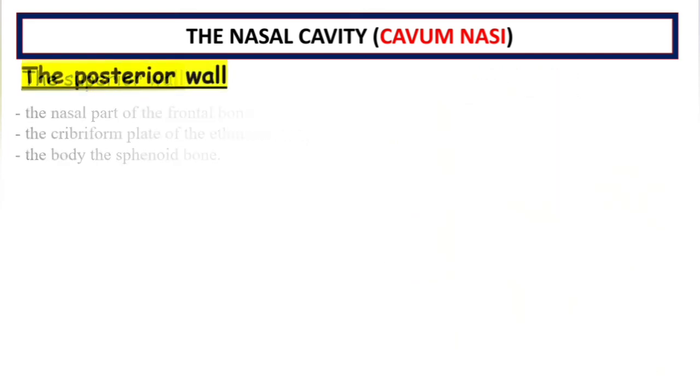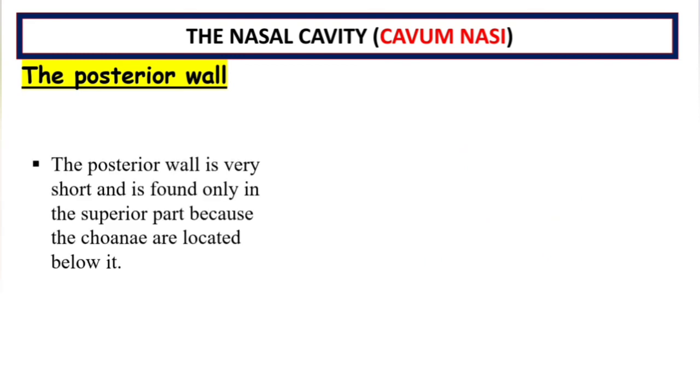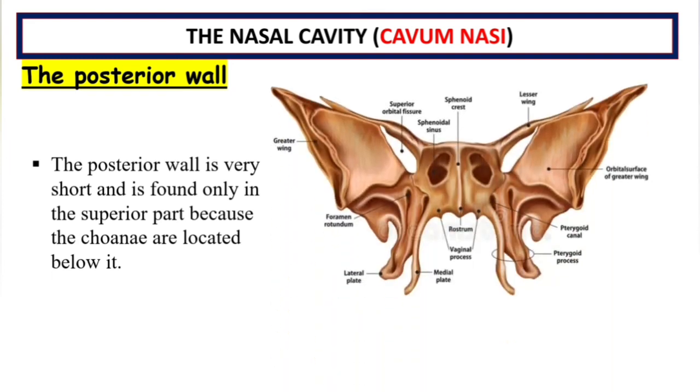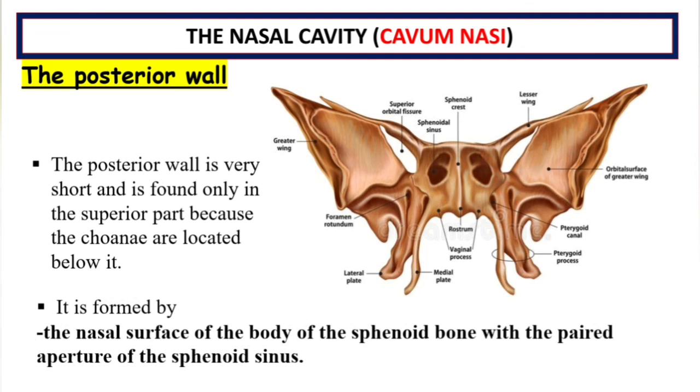Next is the posterior wall. The posterior wall is actually very short because it's found only in the superior part, since the choanae are located below it, right? So you can see around here the sphenoidal aperture. It is formed by the nasal surface of the body of the sphenoid bone with the paired apertures of the sphenoid bone, opening to the sphenoidal sinus. So this is the posterior wall.